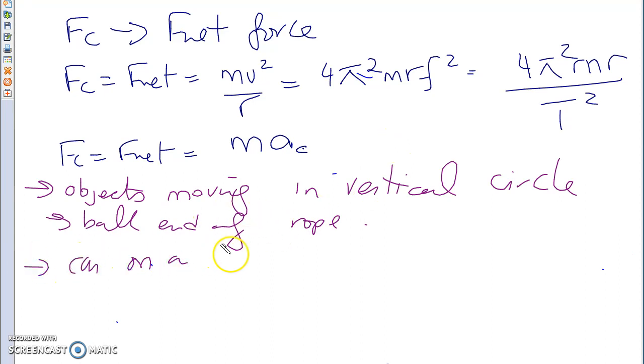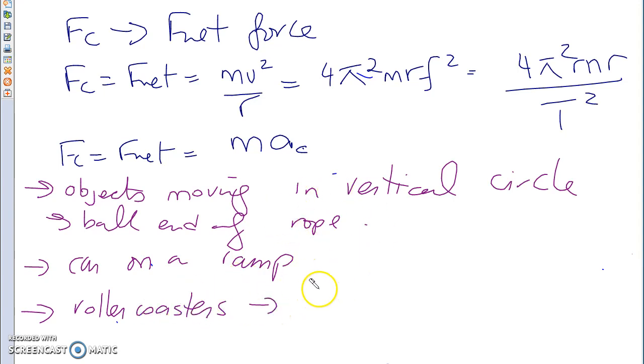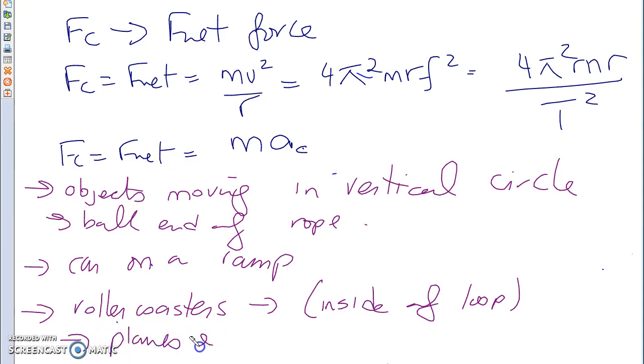Car on a ramp. Roller coasters, for example, with the inside of the loop. Or even planes and birds, for example, moving in a circular loop. If a bird or a plane is moving in a circular loop, we would say the same thing as well. Okay?